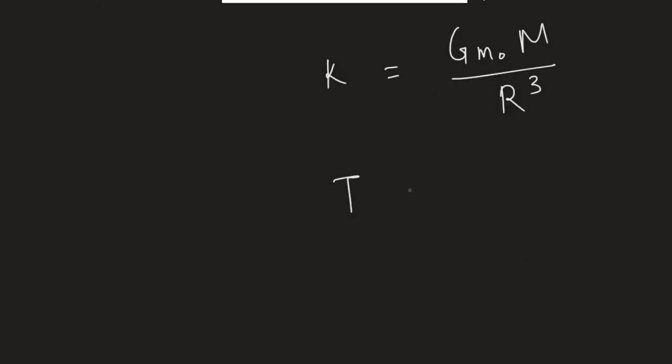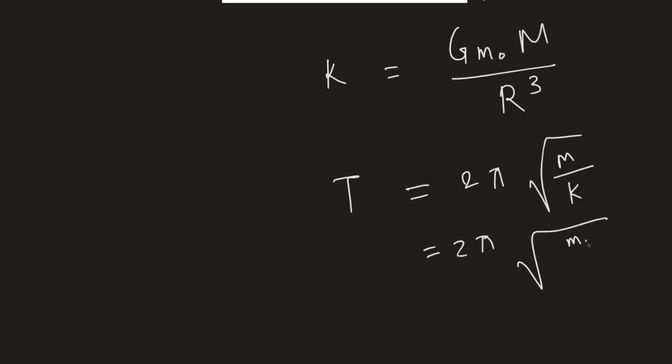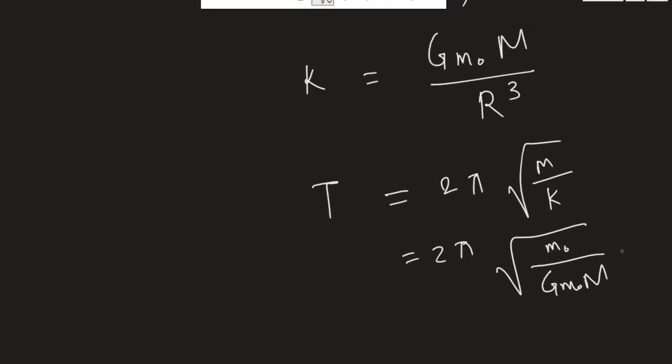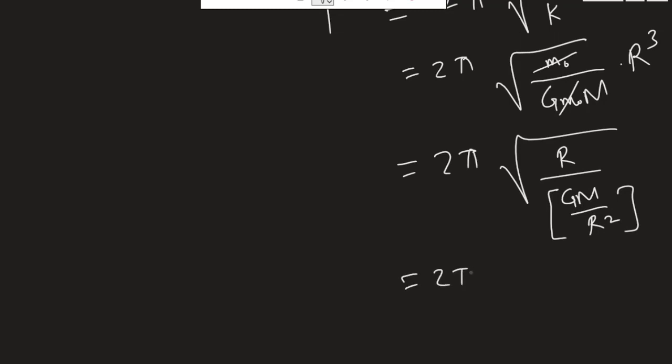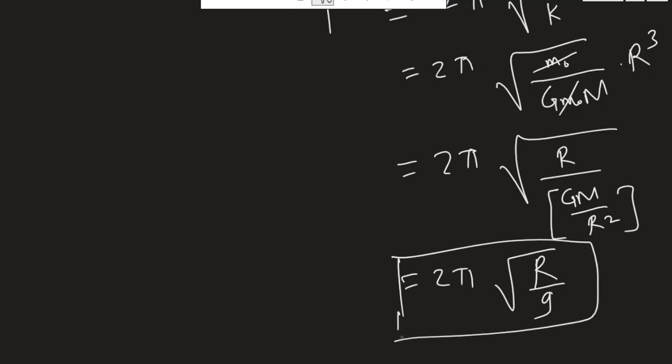We know that the time period of a particle which is doing SHM is given by 2 pi under root of m by k. So here m is m0 and k's value is this one, G m0 capital M by R cube, which will go upward. So it will be 2 pi under root of R divided by G M divided by R square. So this one is basically g. So 2 pi under root of R divided by g. And that's the time period of the particle doing simple harmonic motion in the tunnel.